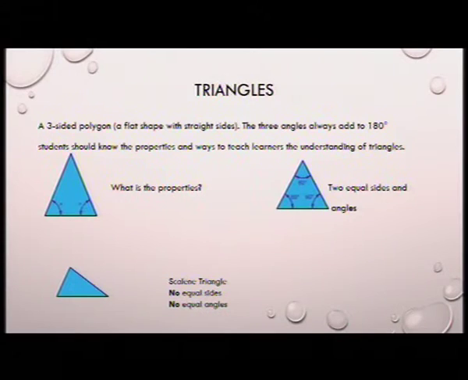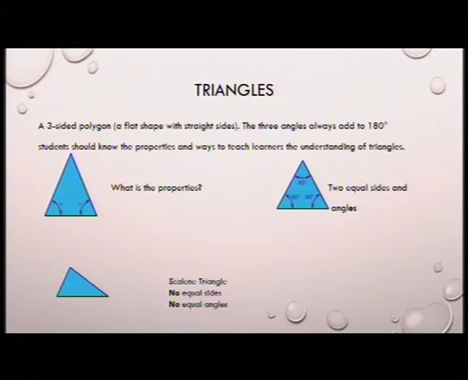In other words, if you have triangles that are having two equal sides and angles, and the angles are all equal, then that one is having a different definition or a name. There is a scalene triangle. For the scalene triangle, no sides are equal, no angles are equal. That one is called a scalene triangle. And the other one is called the isosceles triangle.